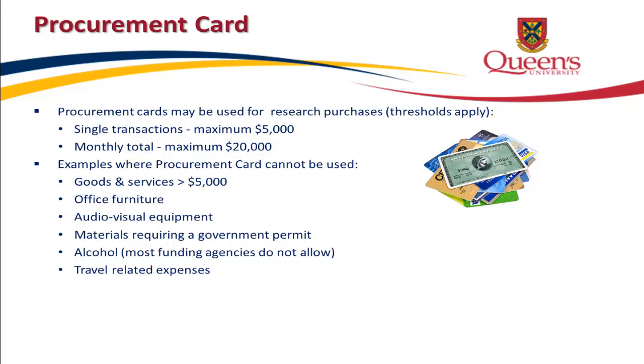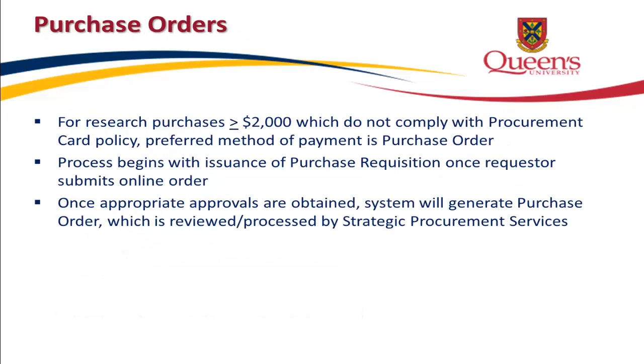There are certain restrictions on procurement card purchases. Examples of transactions which should not be purchased using the procurement card include goods and services exceeding $5,000, office furniture, audio-visual equipment, materials requiring a government permit, alcohol or travel-related expenses. Please note that conference registration fees are eligible procurement card transactions. This is not exhaustive. You may visit the Strategic Procurement Services website for additional details.